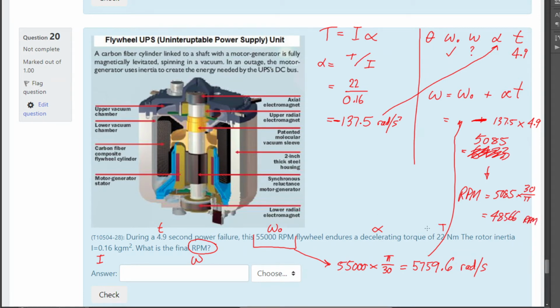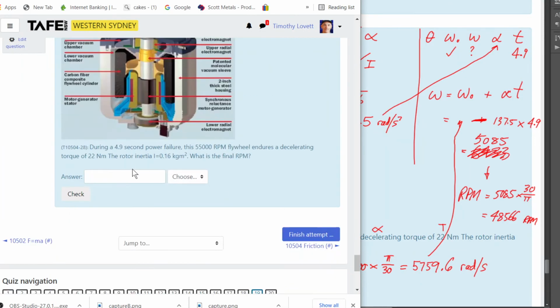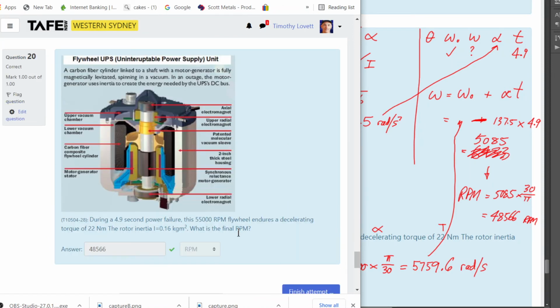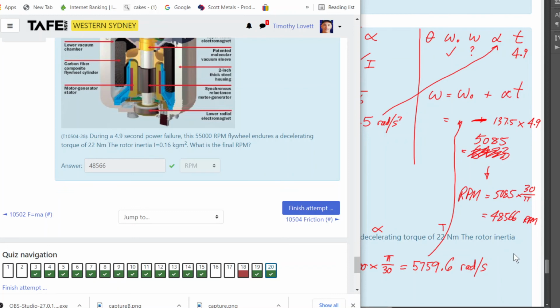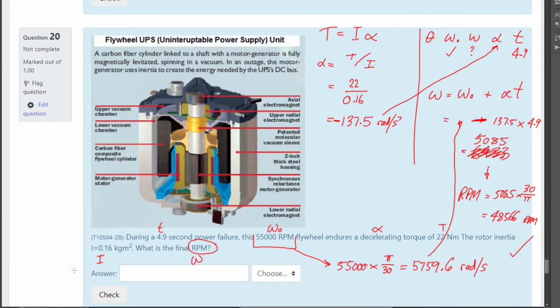Does that look right? It was going 55,000, now it's slowed down to 48,000. That looks about right, maybe. Let's see how we go. 48,566, and the units are revs per minute. Bingo. Alright, so that's the end of quiz number 3. I can just find my window.